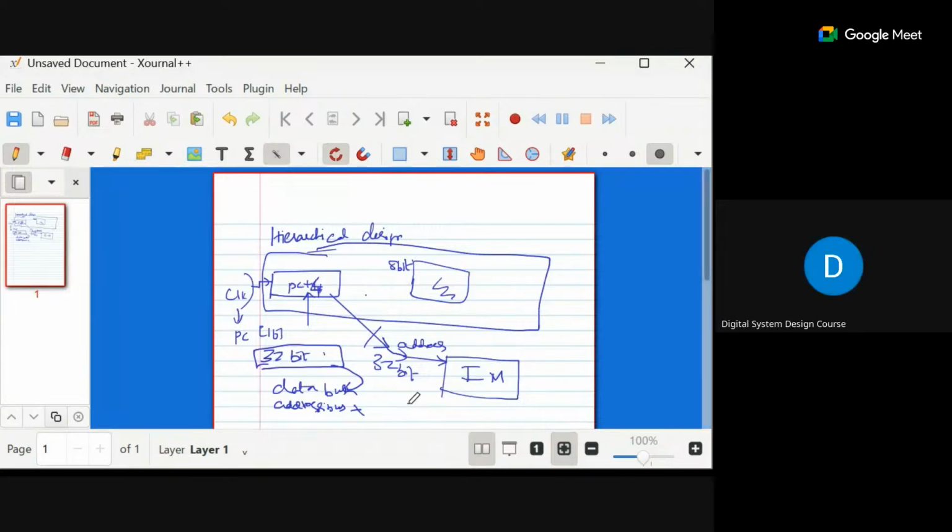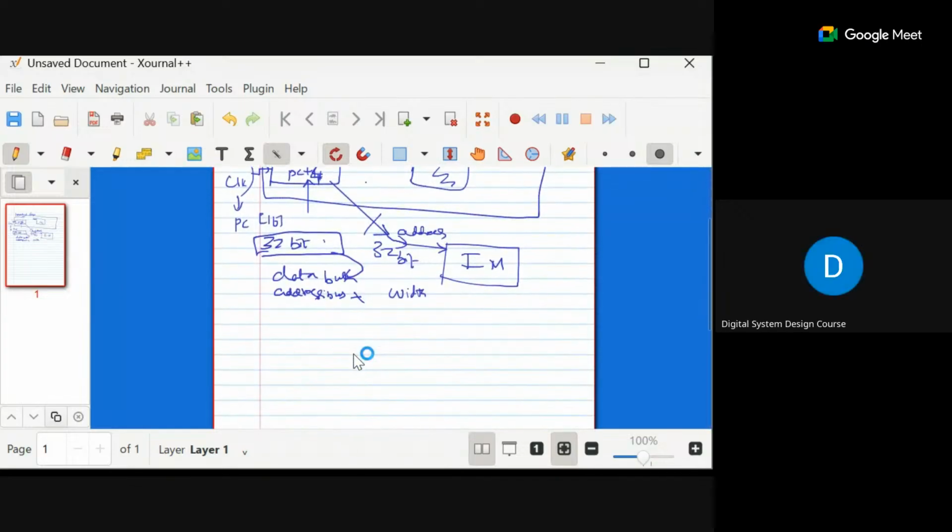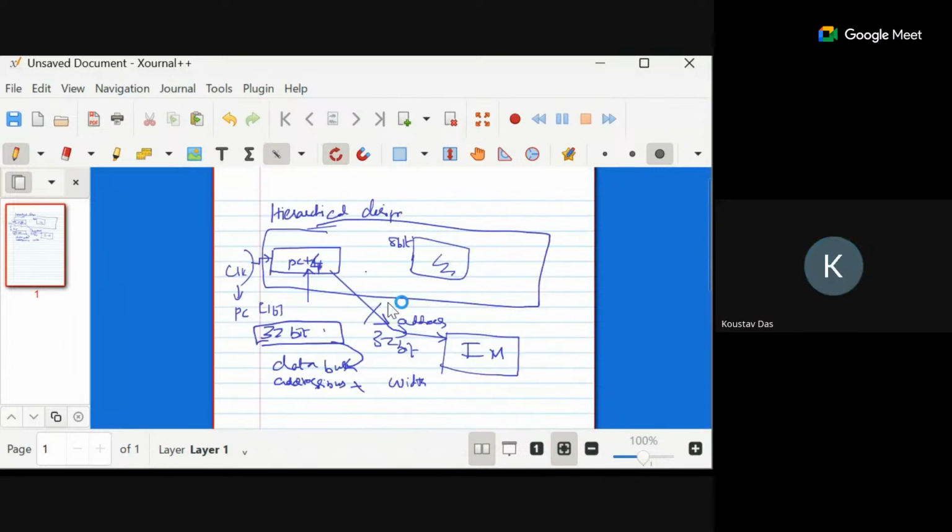Sorry? The width of data bus and address bus are different. If it's supposed to be different, any example, what kind of difference would it be? In this case, you can say the address bus is 8-bit and... Which case are you talking about? This one? Yeah, this one.